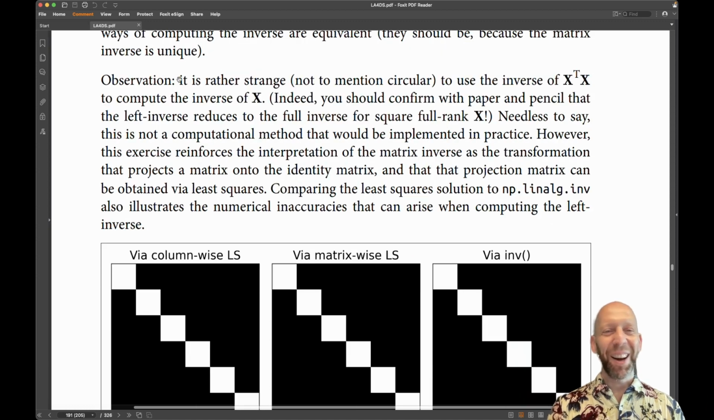Now, I have a longer discussion here about that. It's strange, to say the least, to use the inverse of X transpose X to compute the inverse of X. It's really circular. I mean, it's redundant. We're just computing the inverse to find the inverse. Basically, it doesn't make much sense computationally. But again, the purpose of this exercise is more conceptual. I want you to understand the idea that least squares can be used to interpret the matrix inverse. Okay, so now I will switch to Python and I'll show you my code solution.